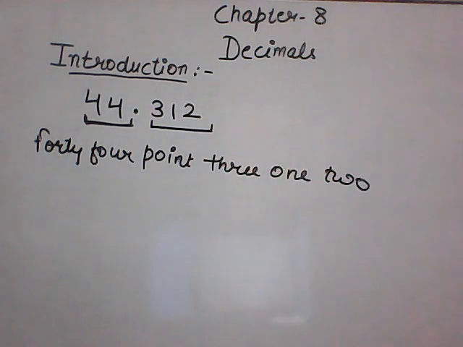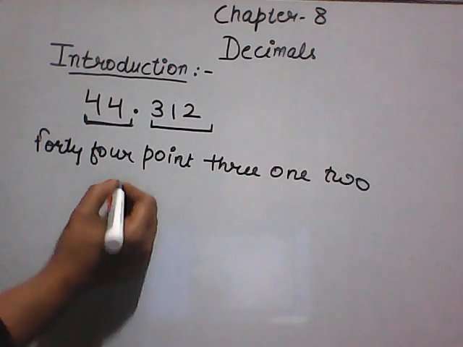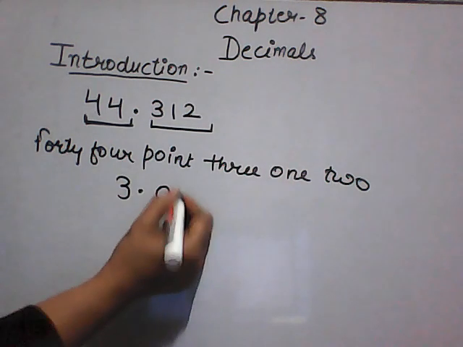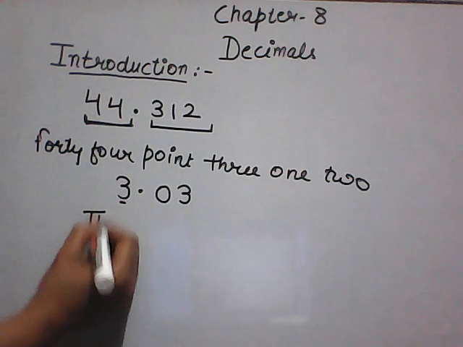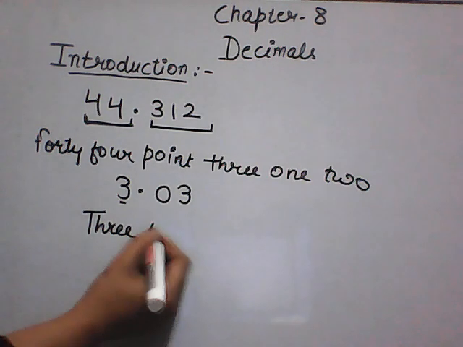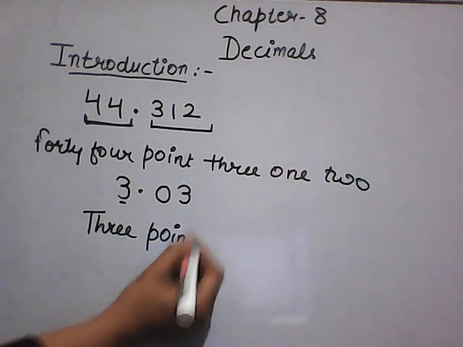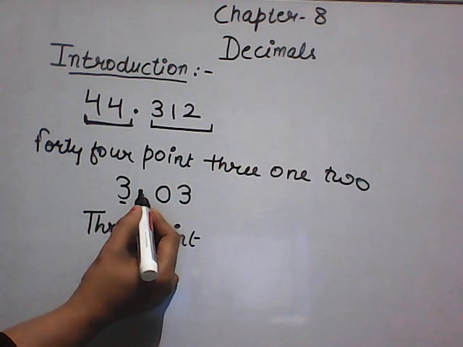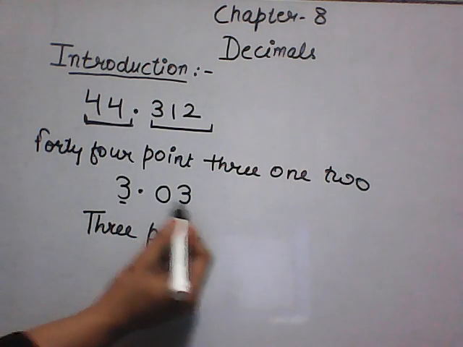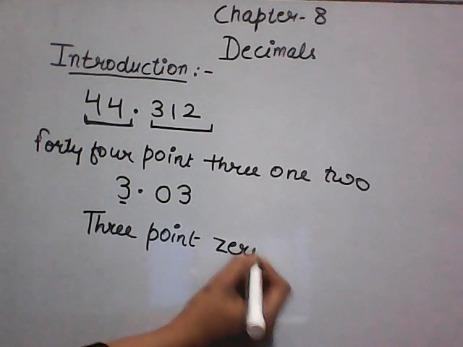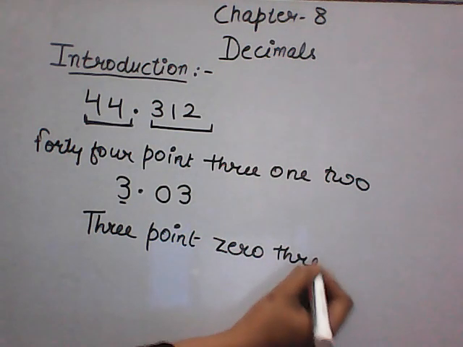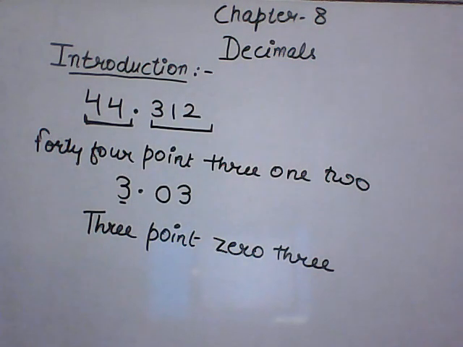In this way, we can write decimal numbers. Suppose a number is given to you, 3.03. Then how can we read it? Here it is 3. It is point. So we can write it as 3 point. After the decimal point, we read the numbers as 03. In this way, we can read and write decimal numbers.